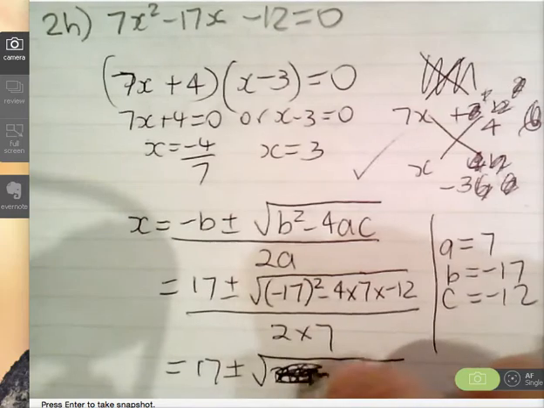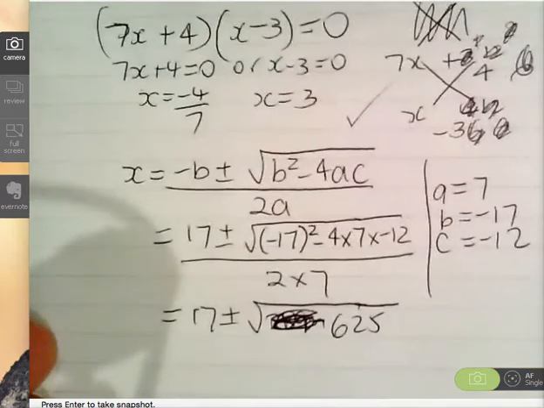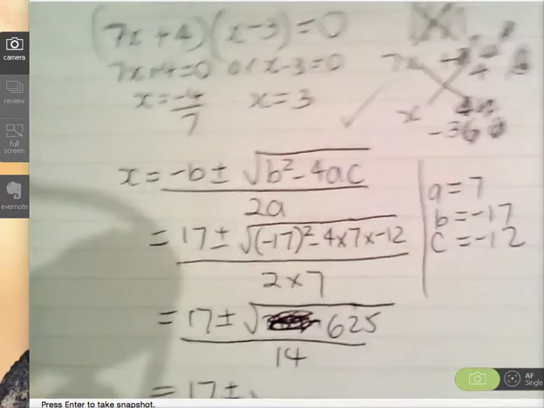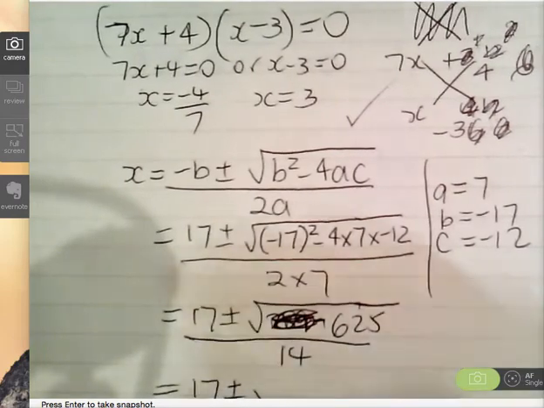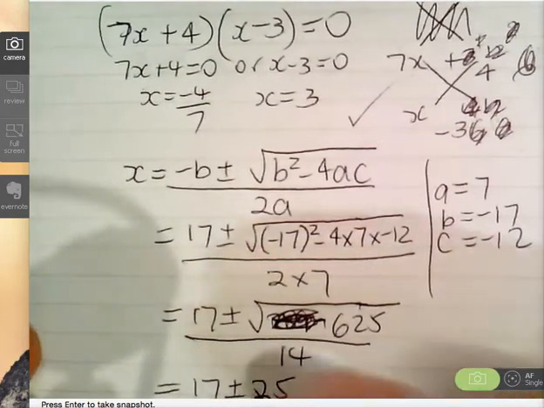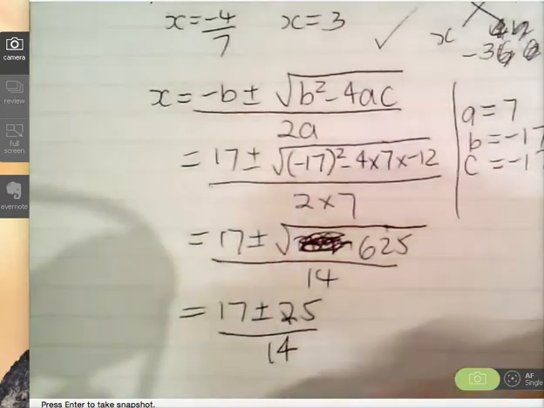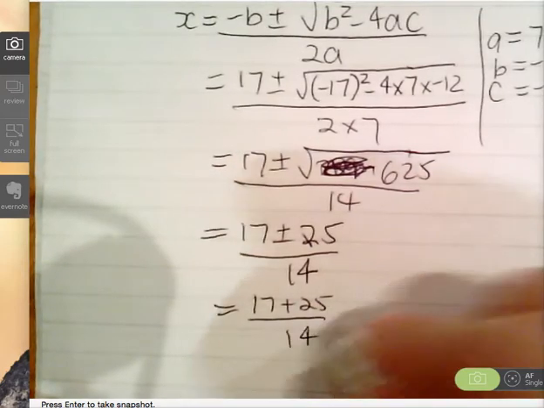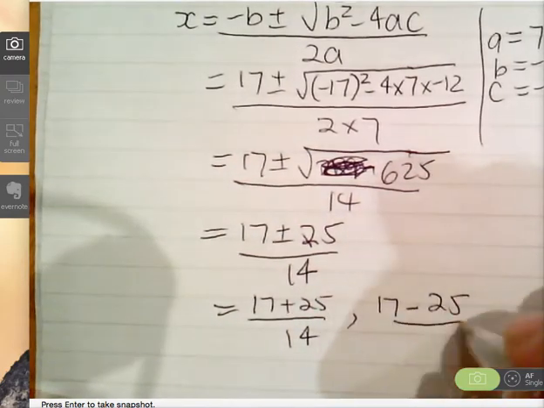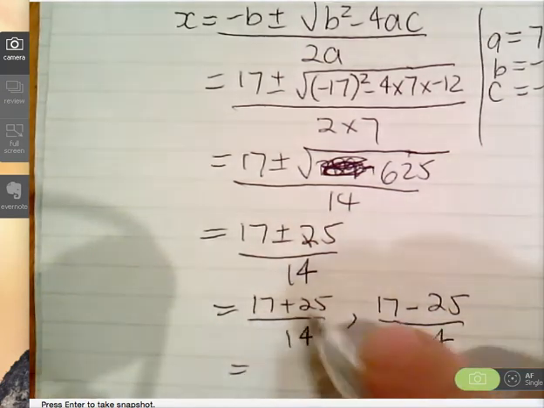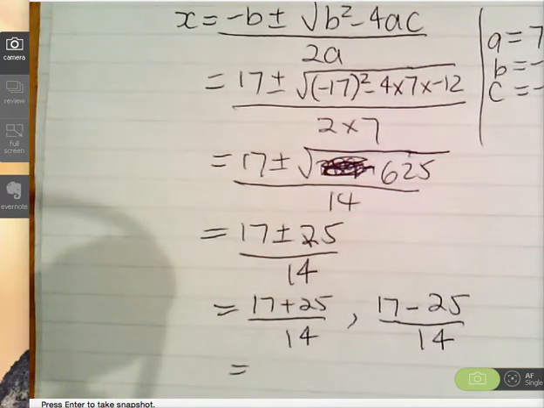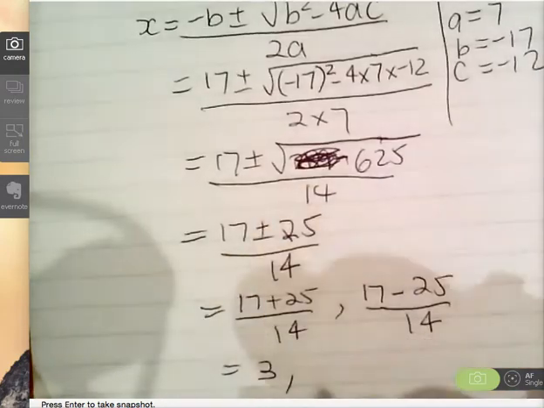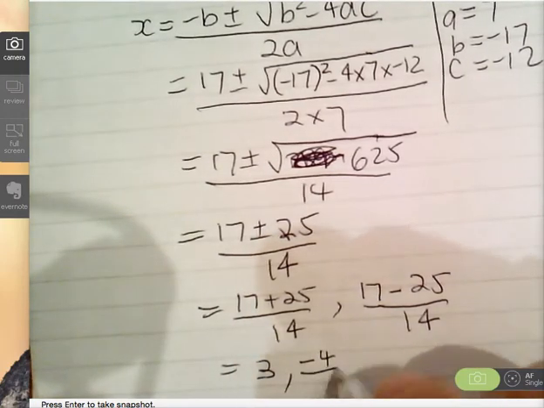So I get 17 plus or minus the square root of 625 over 14, which is 17 plus or minus, now the square root of 625, I think is 25, and it is, plus or minus 25 over 14. So therefore we've got two answers. We've got 17 plus 25 over 14, or 17 minus 25 over 14. And that 17 plus 25, I think, is 42. So 42 over 14 is 3. And this is negative 8 on 14, which simplifies to negative 4 on 7.